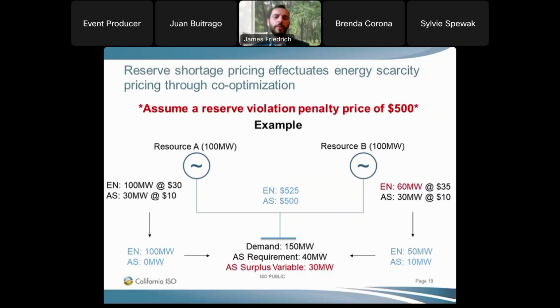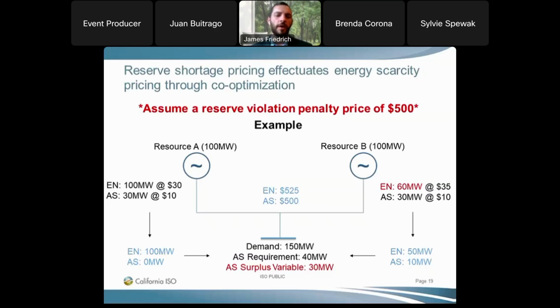Now I'm changing the example. I'm taking resource B, on the right side of the screen, and I've changed its energy. It's derated. It's on a partial outage. It's now only able to provide 60 megawatts. So now the sum of the two resource capacities, which is 100 plus 60, 160, is not sufficient to meet the sum of the demand and AS requirements, which is 190.